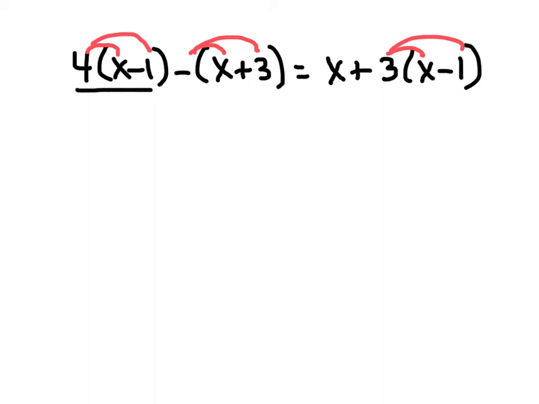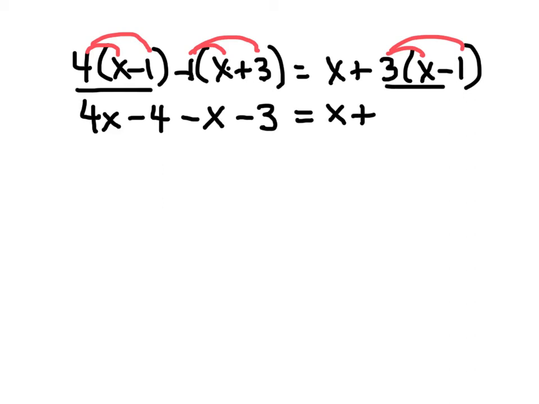Here we have 4 times x, which is 4x. 4 times minus 1 is minus 4. Remember what we talked about. This is a negative 1. So this is negative 1 times x, that's a negative x. This is negative 1 times 3, that's a negative 3. Over here we have 3 times x, that's 3x. 3 times negative 1 is negative 3.